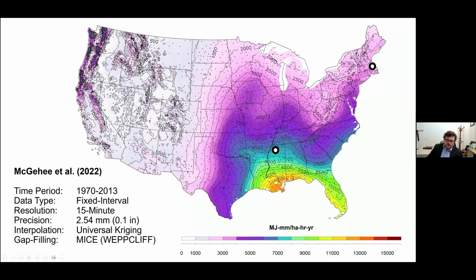You'll see 2 dots here. I want you to keep that in your mind. So 1 dot in Mississippi, 1 dot in Massachusetts. I'm going to come back to that when I talk a little bit about validation.